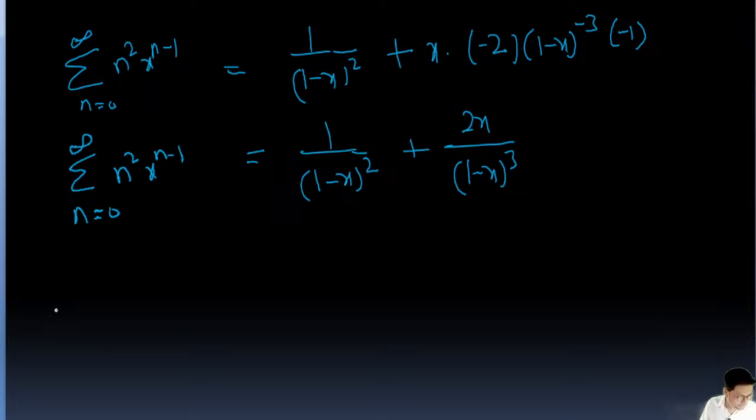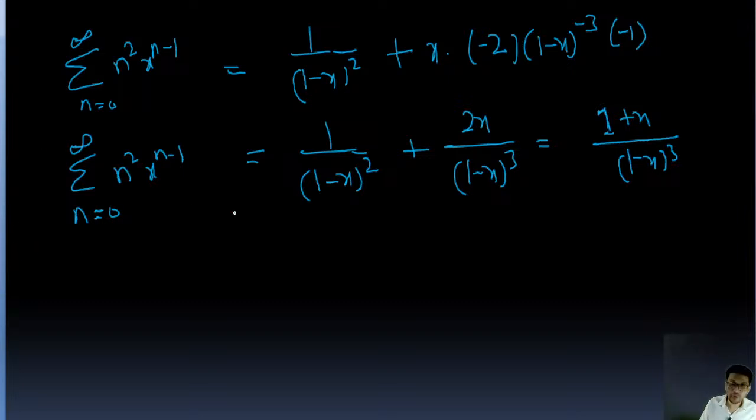Next, we can solve this one further. If we solve it, we can take 1 minus x cube as common. So this is going to be 1 minus x plus 2x, right? So 1 plus x. This value is 1 plus x upon 1 minus x cube.